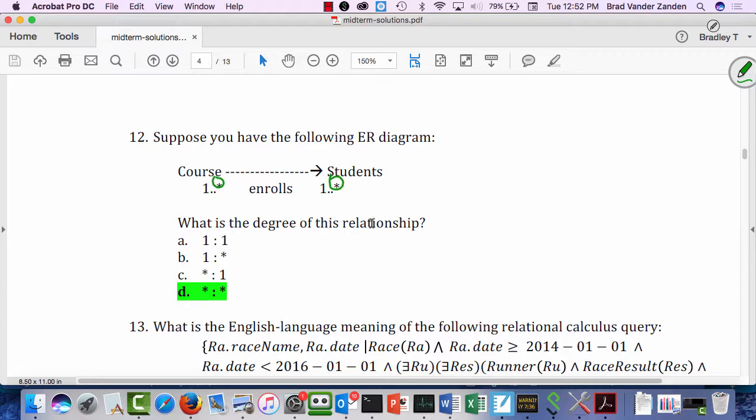If you're asked for the multiplicity of the relationship, that's actually meaningless because it doesn't apply. Multiplicity does not apply to an entire relationship. Multiplicity only applies to each entity in that relationship. So if I was asking a question about multiplicity, I would have said, what is the multiplicity of course? And then you would have answered 1 to many. But we talk about the multiplicity of a single entity. We talk about the degree of a relationship.